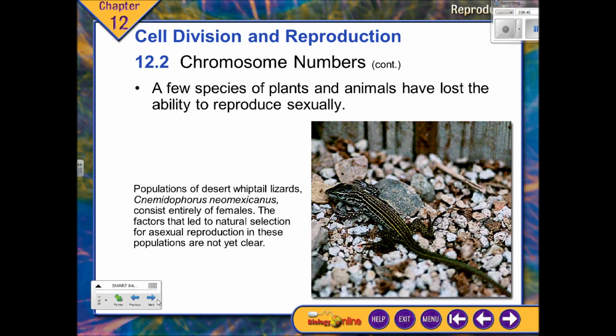So I threw this in here. It wasn't in there, but I did want you guys to realize that there are some species of plants and animals that have lost the ability to reproduce sexually. So these whip-tailed lizards, they're all females. The factor that led to this natural selection, we don't know. But here they don't even have genders. They're just females, and they're doing fine just developing from eggs in the haploid state.